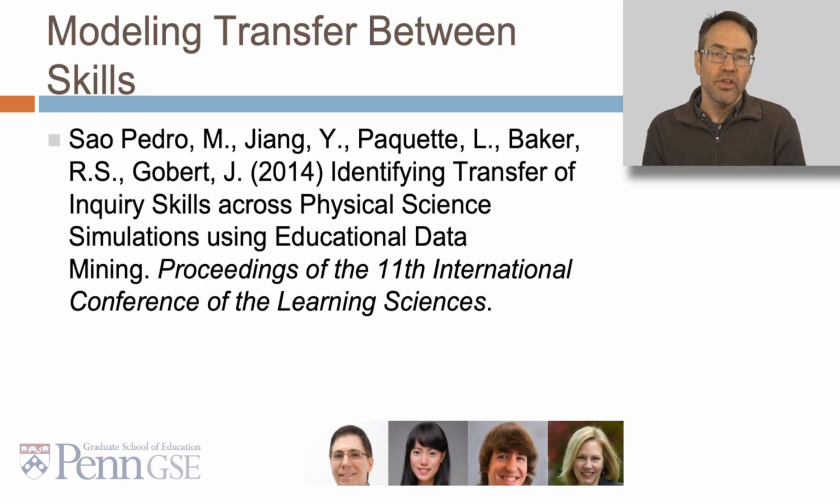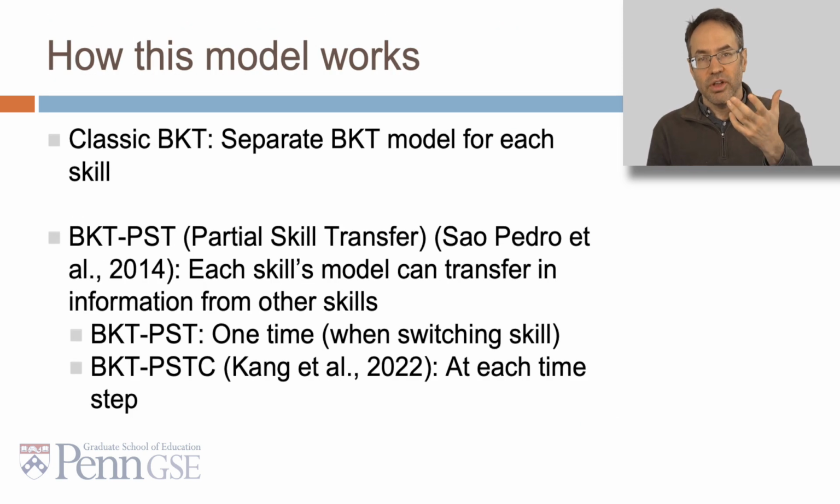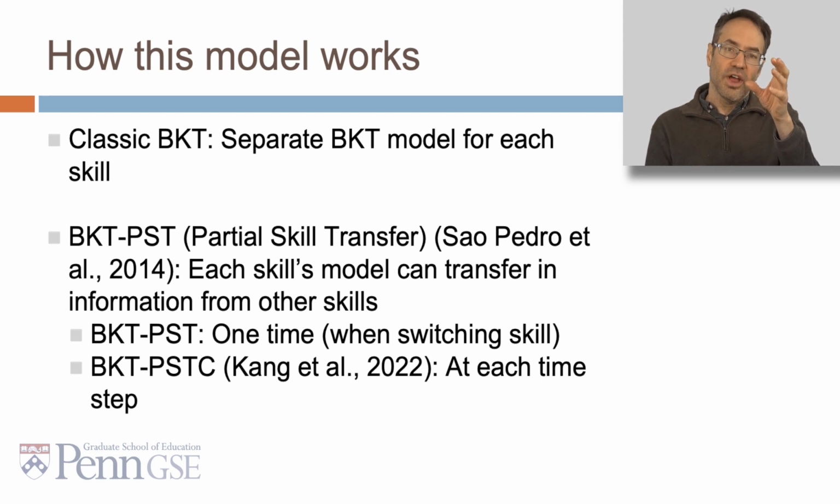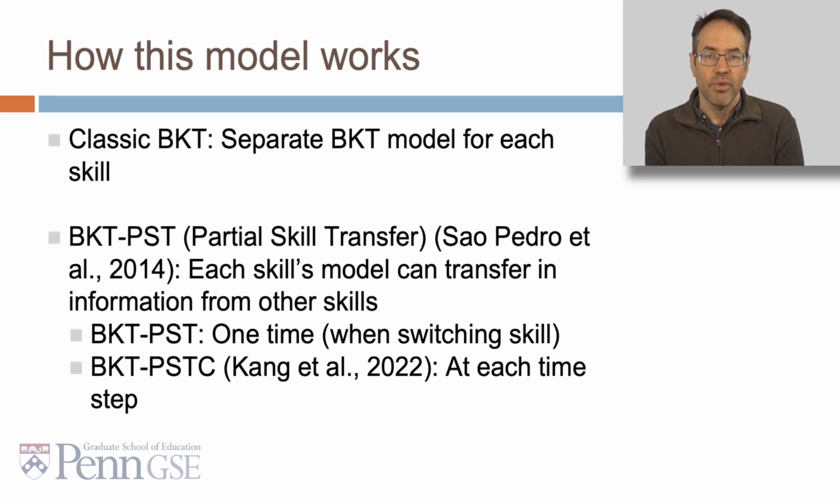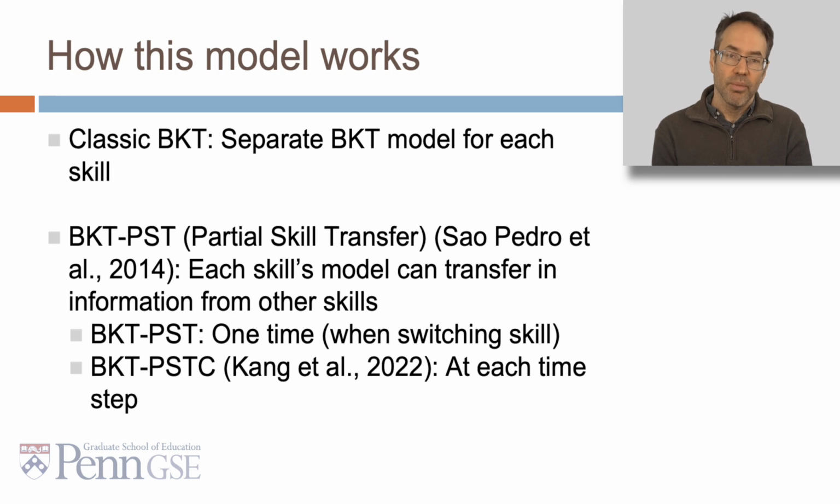A first paper on this comes from Seo Pedro and colleagues in 2014, and what this model did was it said, all right, classic BKT said that there's going to be a separate BKT model for each skill. BKT PST, partial skill transfer, says instead that each skill's models can transfer in information from other skills. And in its original formulation in 2014, this happens exactly one time when switching between skills in a system. But Kang et al. in 2022 said, wait a minute, sometimes you switch back and forth between skills. So in that case, we're going to do it at each time step.